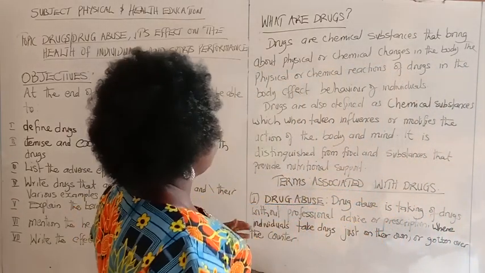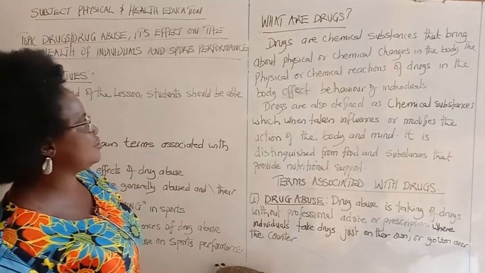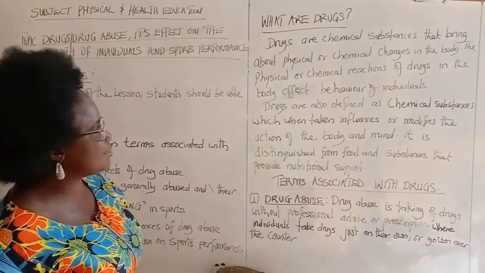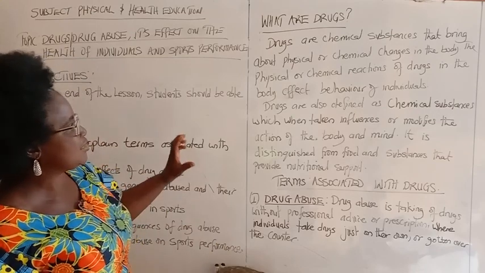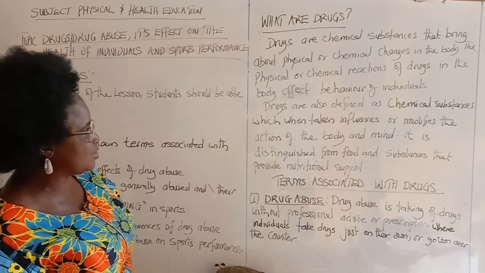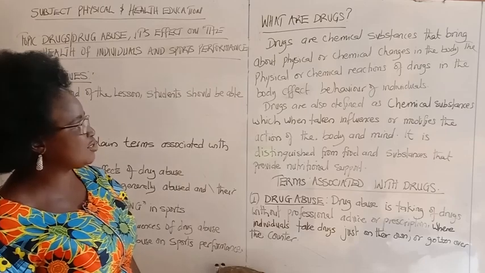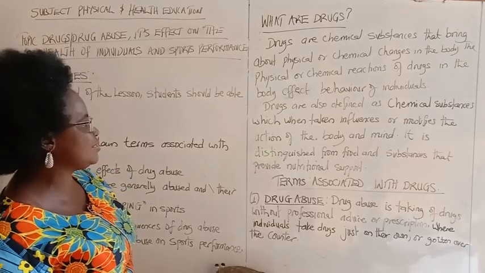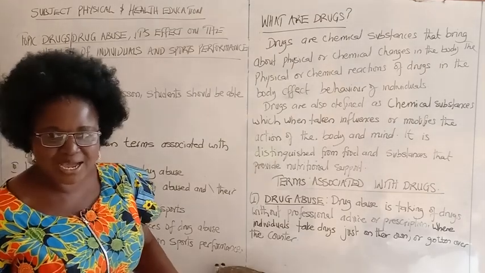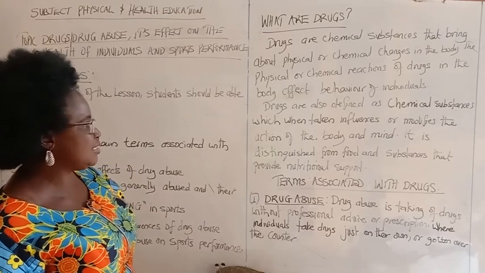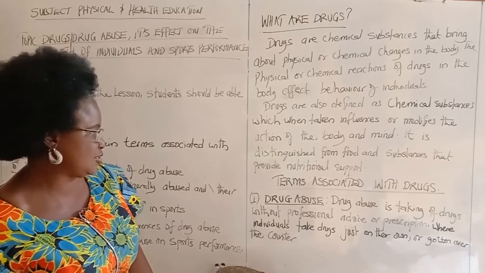Now we are going to look at the main lesson. What are drugs? How do we define drugs? Drugs are chemical substances that bring about physical or chemical changes in the body. These physical or chemical reactions of drugs in the body affect the behavior of individuals. Drugs are also defined as chemical substances, which when taken influence or modify the action of the body and mind. It is distinguished from food and substances that provide nutritional support.